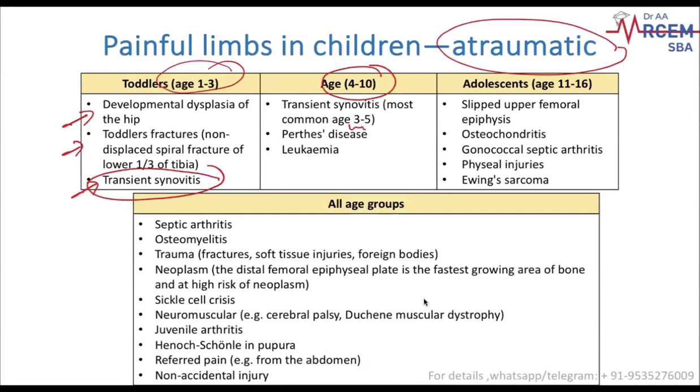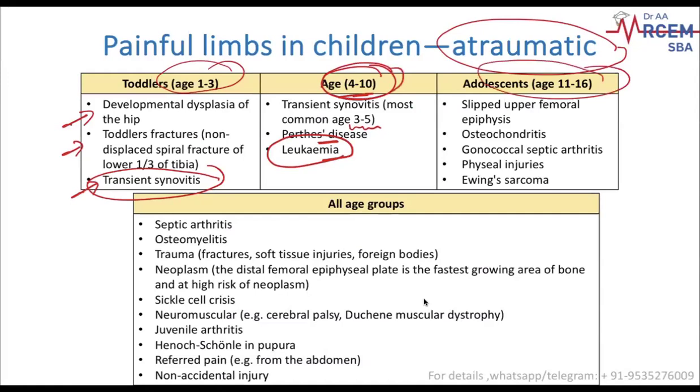Most of the time, it is commonly seen between 3 to 5 years, but it can be seen anywhere between 1 or 2 years also. When they start walking, you can see transient synovitis at that point of time, in the toddler age group. Perthes disease, again, is common usually around 7, 8, 9, 10 years of age. Leukemias also become common in this age group.